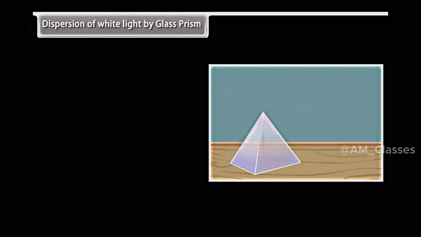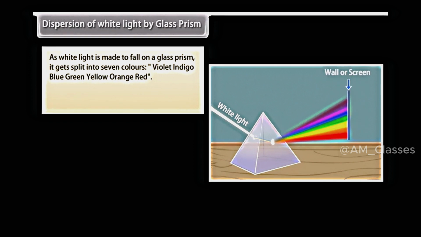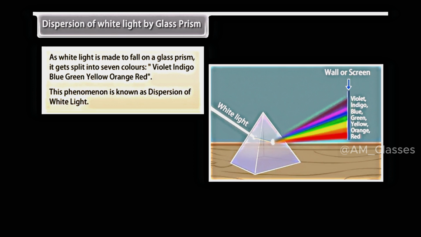Dispersion of white light by a glass prism. Now we shall discuss what will happen if we incident white light on the glass prism. As white light is made to fall on a glass prism, it gets split into 7 colors: violet, indigo, blue, green, yellow, orange, red. This phenomenon is known as dispersion of white light.